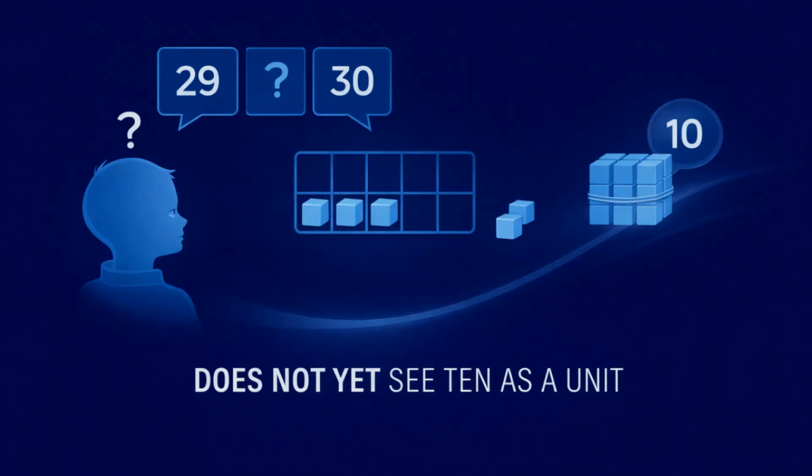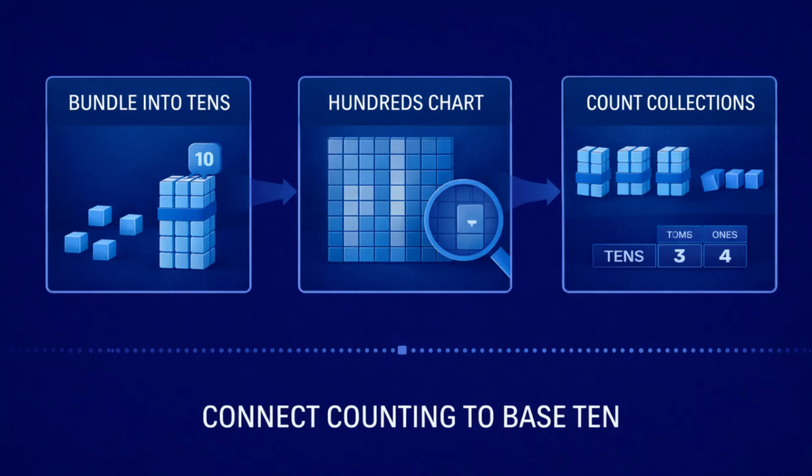In kindergarten, consider a student who can count by ones, but becomes confused when crossing decade boundaries, such as moving from 29 to 30. This suggests the student does not yet see 10 as a composed unit. Instructional support might include bundling objects into groups of 10, using a hundreds chart to highlight patterns, and counting collections by organizing objects into tens and leftover ones. These experiences help students connect the counting sequence to the structure of the base 10 system.